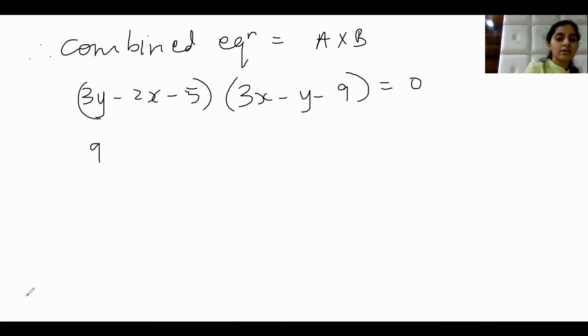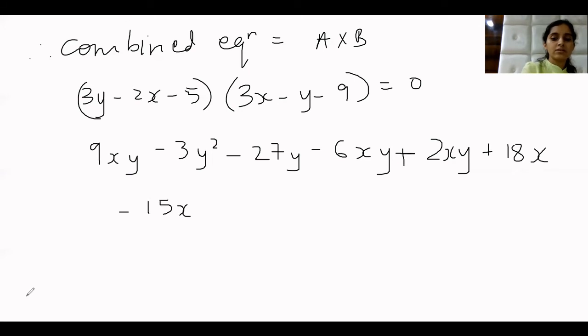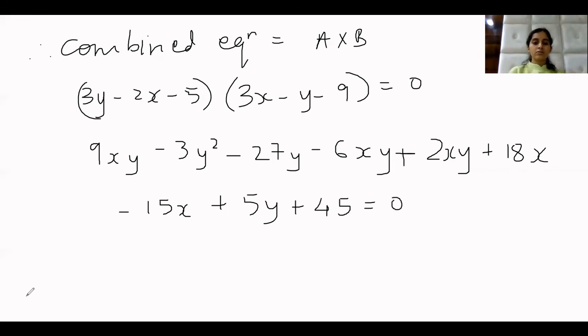So we'll get 9xy minus 3y square minus 27y minus 6xy minus 2xy plus 2xy plus 18x minus 15x minus 5y plus 45 equal to 0. Now let us check our x square term.